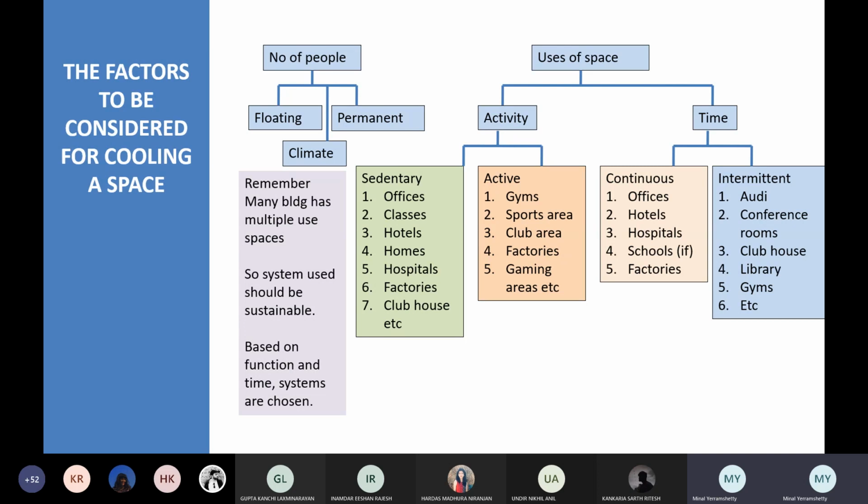Systems are chosen. When I say multiple use space, can you guys give me some example? Otherwise, I'll give you one example.